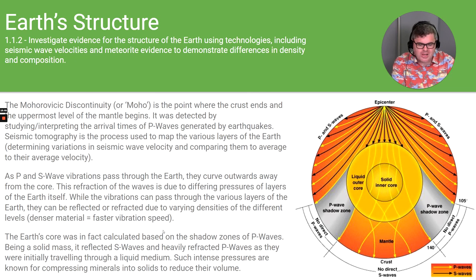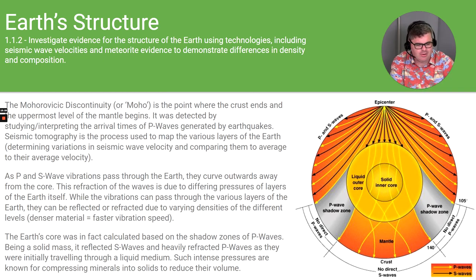Now, the Earth's core was calculated based on the shadow zones of the P waves, so it was pretty useful. Being a solid mass, it reflected S waves and heavily refracted P waves, as they were initially traveling through a liquid medium. Such intense pressures are known for compressing minerals into solids to reduce their volume. So, even though the solid inner core may be made out of liquid, it's been compressed to the point at which it acts like a solid.